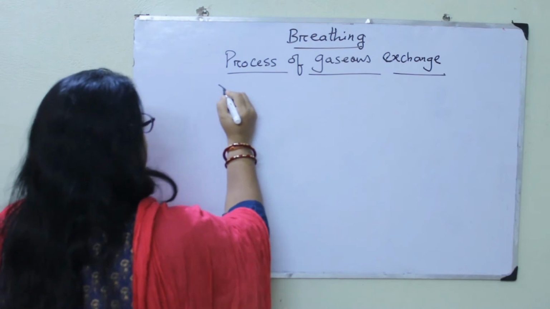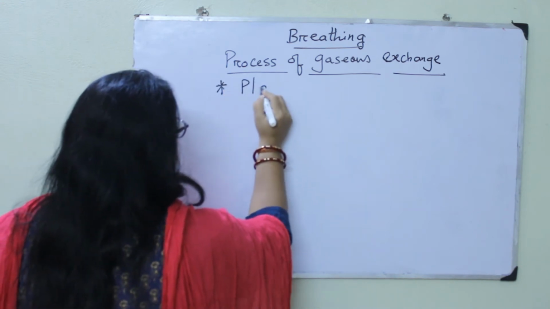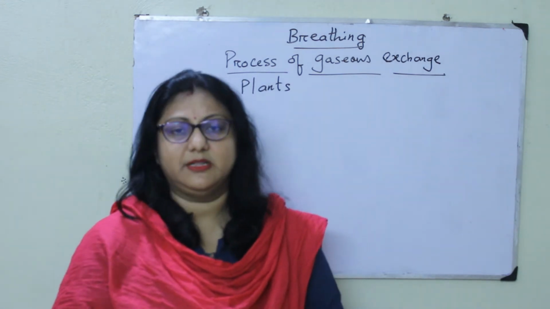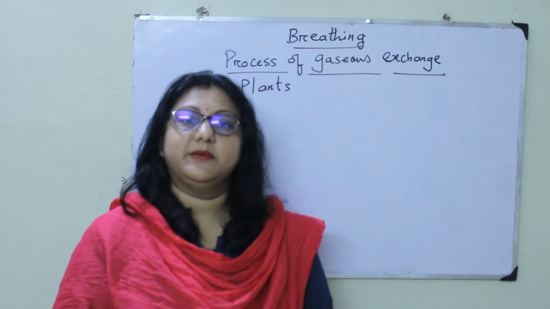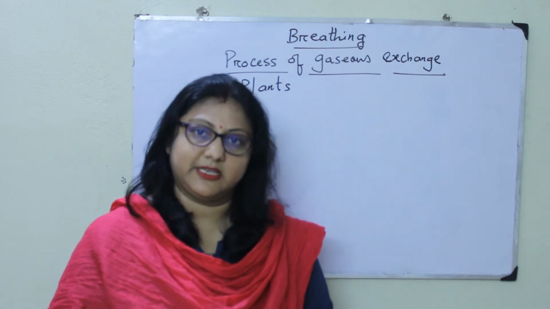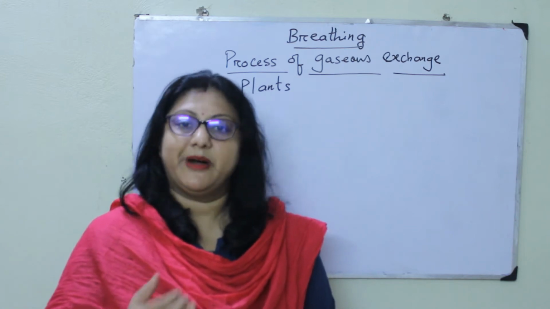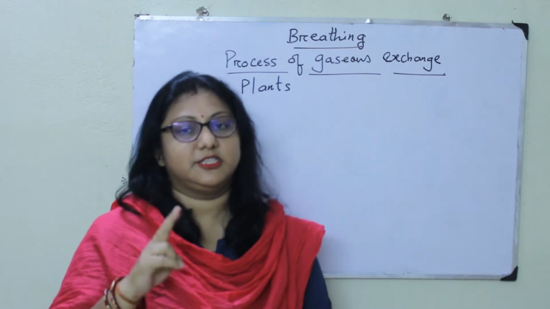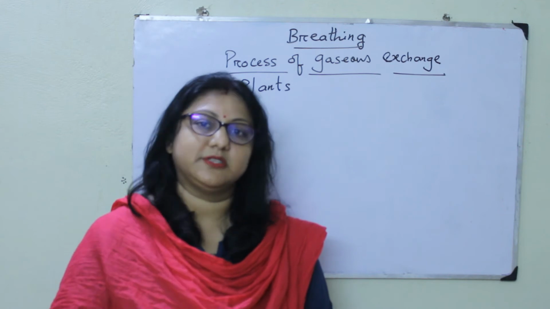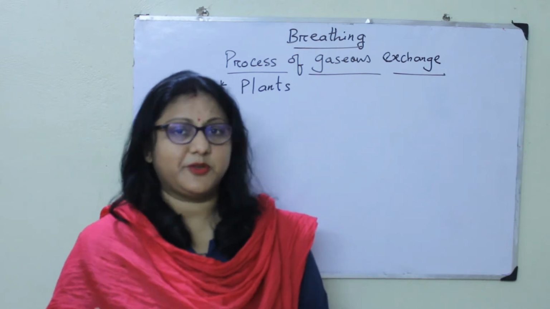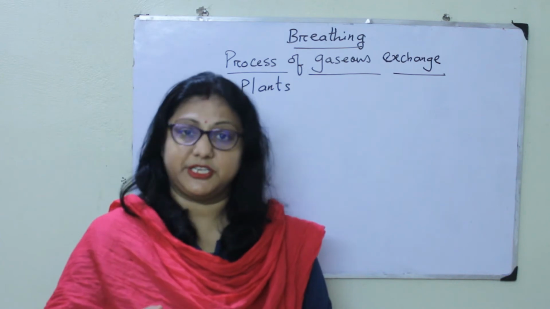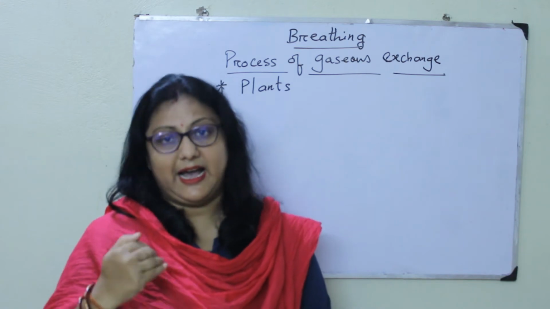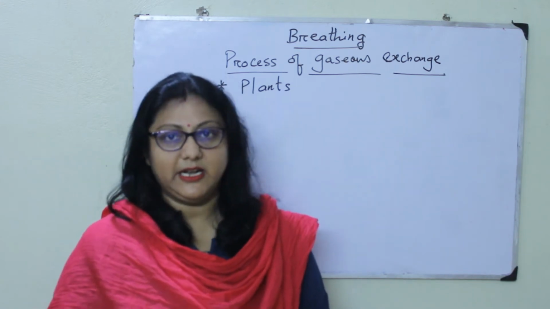Now, first let us discuss plants, right? Many people have this confusion that plants respire carbon dioxide and give out oxygen. But it is not true. Actually, in plants, two processes take place during the daytime. One is the photosynthesis process and the other one is the respiration process. Now in respiration, the plant has to take, like any other organism, the oxygen inside and it has to give out the carbon dioxide outside.